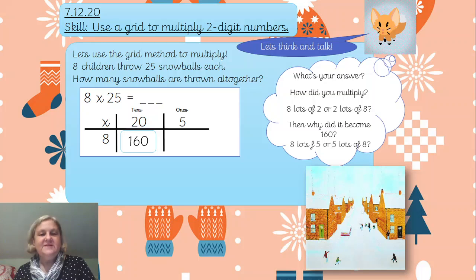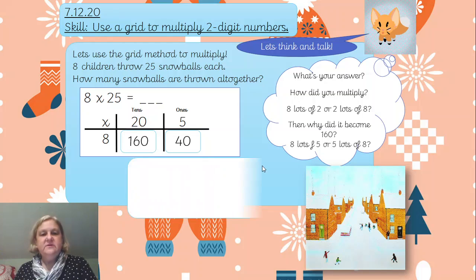or 8 5s or 5 8s. 5 lots of 8 or 8 lots of 5. Doesn't matter which way round, and you should get the answer of 40. And you can have a little think about, and explain to somebody, why this number changes to 160 rather than it being 16, and think about those 10s when we do that.